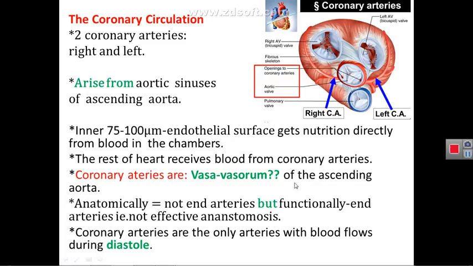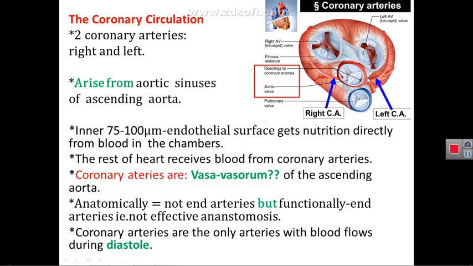And the coronary arteries supply the heart wall except for the lining epithelium that may extend to about 75 to 100 micron thickness. The lining epithelium of this thickness receives blood supply from the blood which is inside the heart.